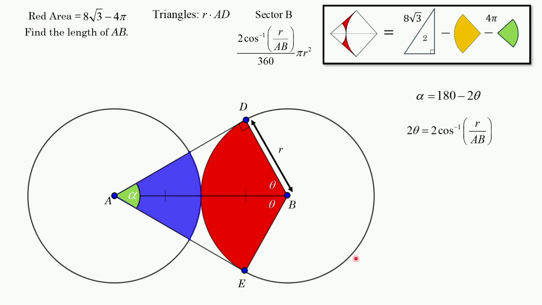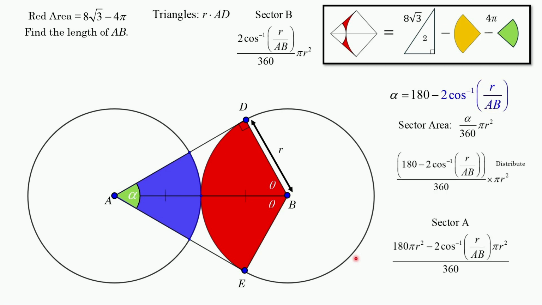So remembering that 2 theta was that thing right there, 2 arc cosine radius divided by AB, I just substitute, and here's what I've got for my angle alpha. I've got 180 minus 2 times arc cosine of radius divided by AB. Now I'm going to plug that into my formula for the area of a sector. It is a little bit ugly. I'm going to make sure I distribute to get this nice and clean.